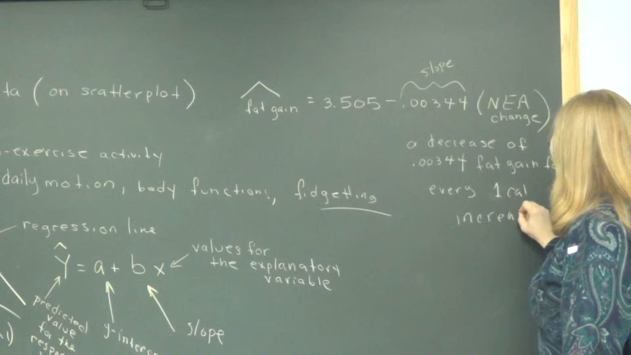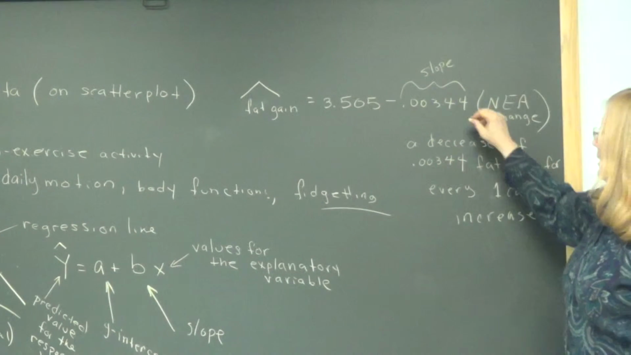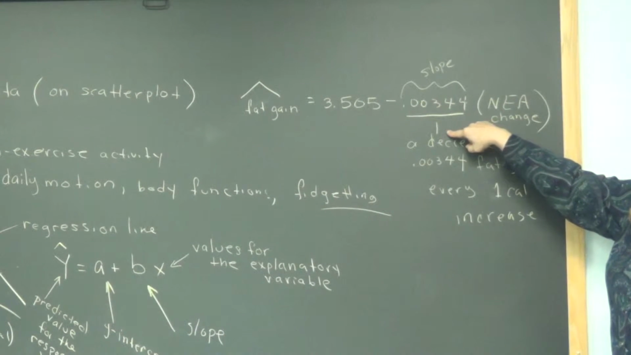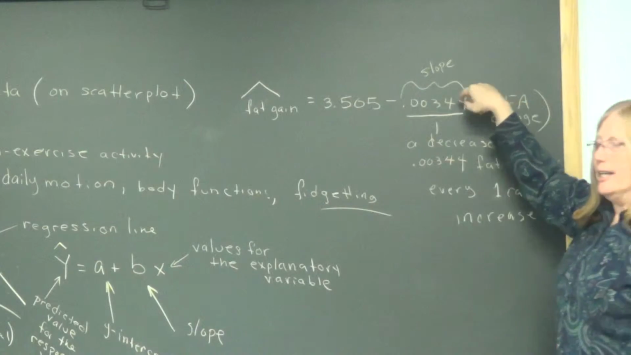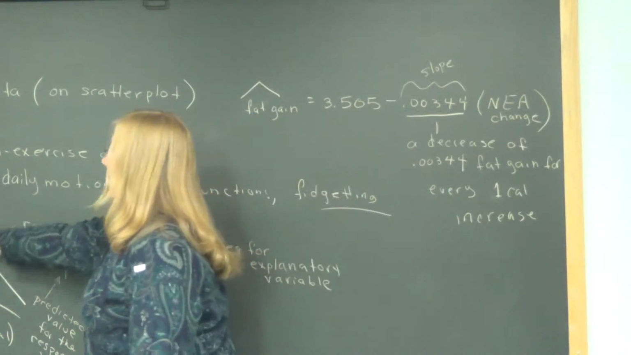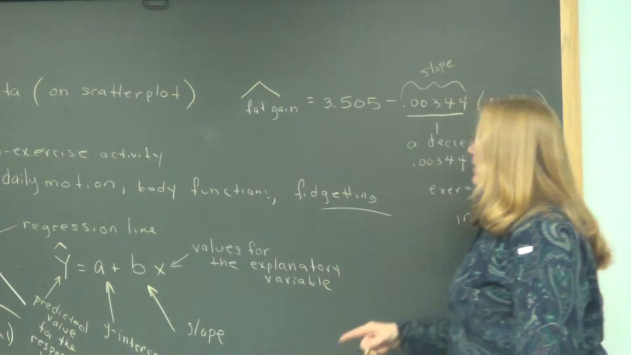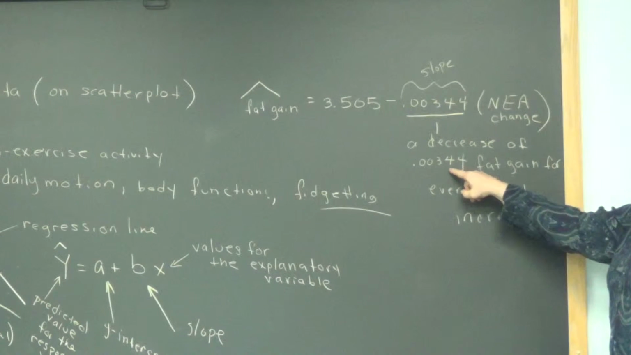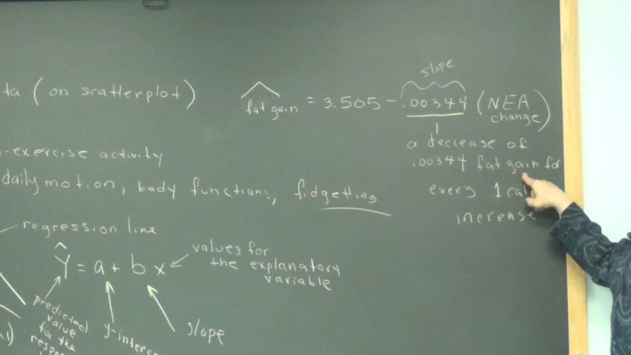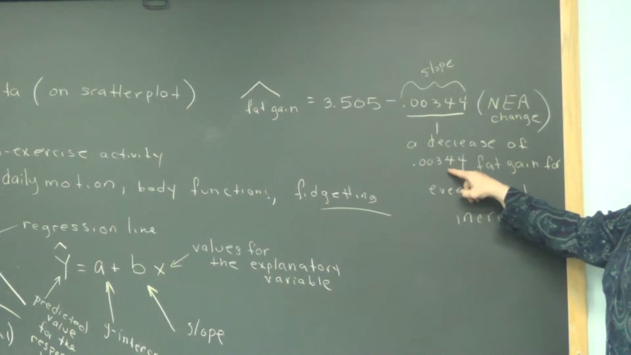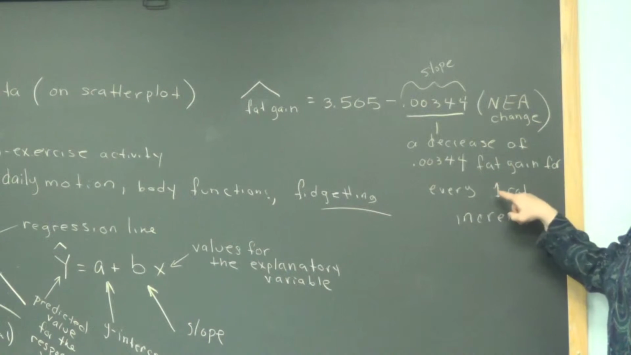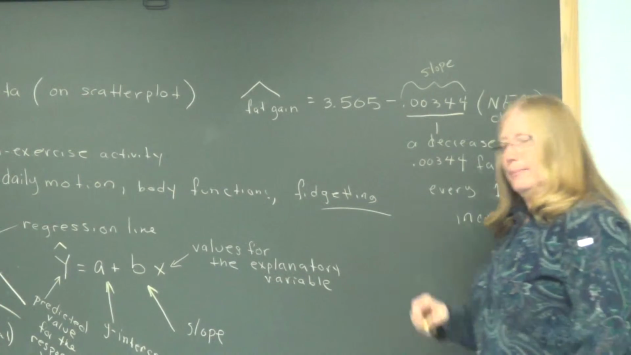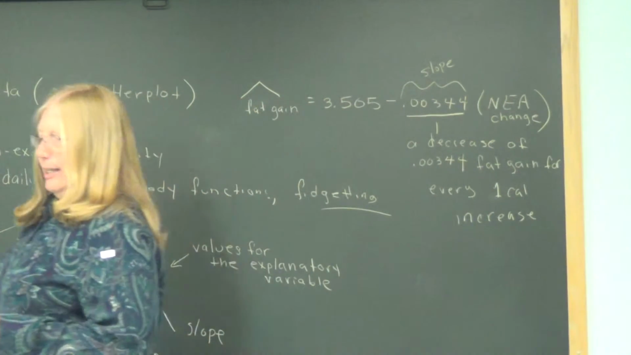And that is every 1 calorie increase. Where's the 1 come from in this slope? It's sitting right there. Remember how we do rise over run? So we have to remember the rise is whatever's on the y-axis. That's where I got it wrong initially, and I corrected it. So, a decrease of 0.00344 fat gain for every 1 calorie increase. So that's what that is in words.